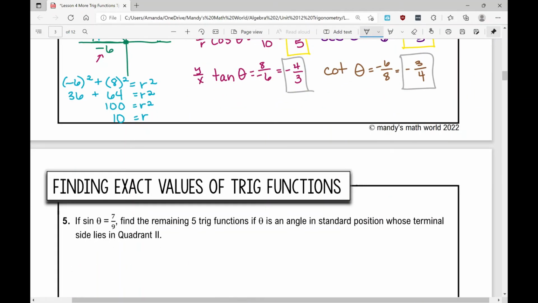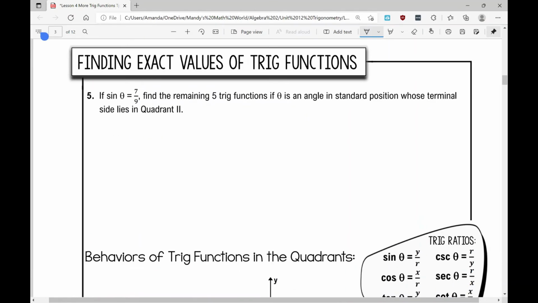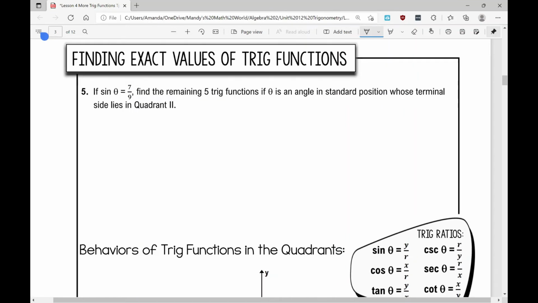Number 5, it says finding exact values of trig functions. If sine of theta equals 7 over 9, find the remaining 5 trig functions if theta is an angle in standard position whose terminal side lies in quadrant 2.